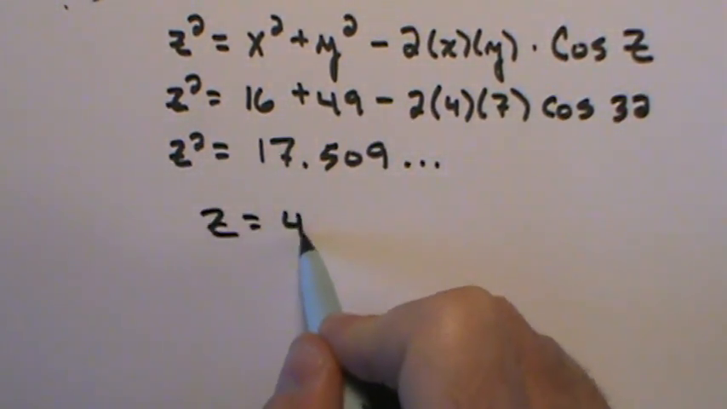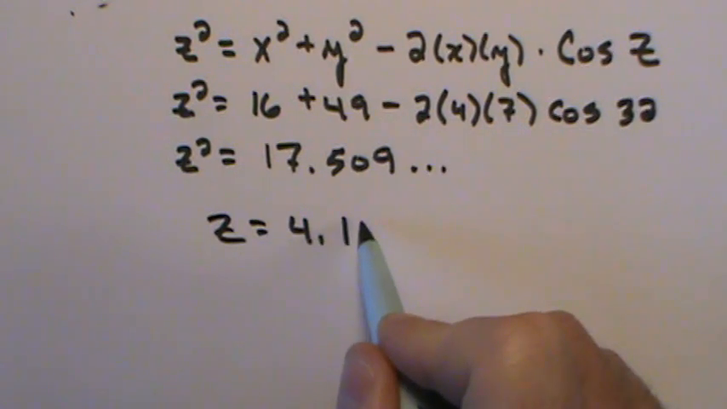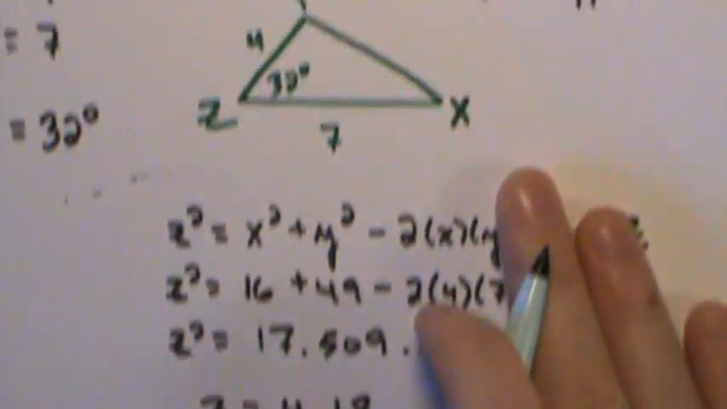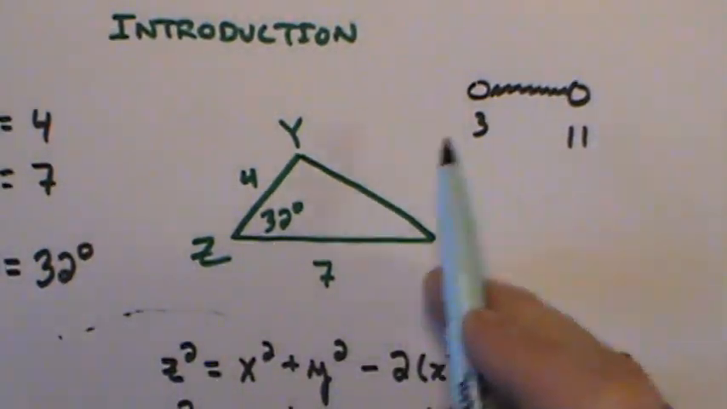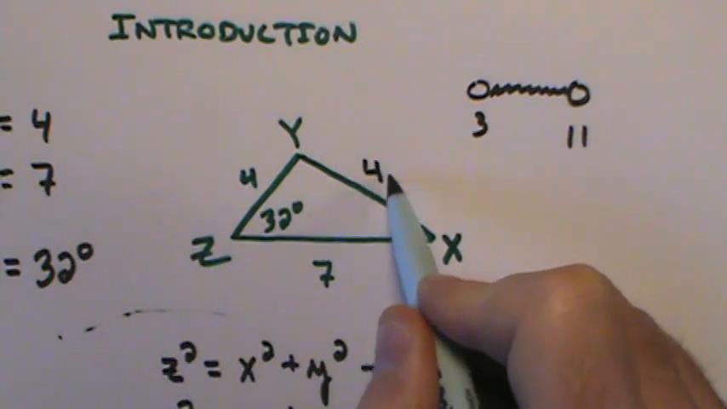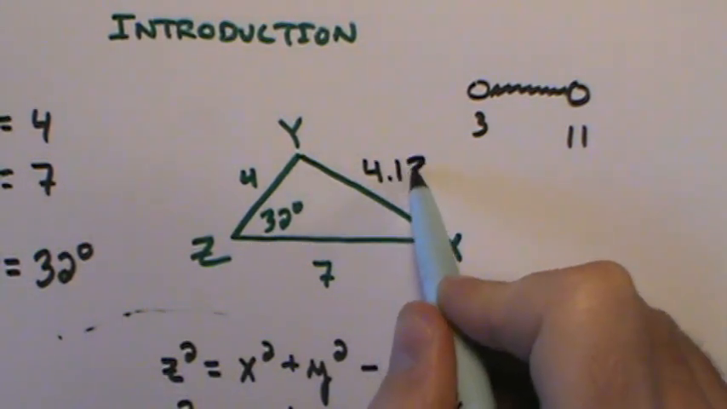z is equal to 4.18. I'll round to 2 decimal places. And that 4.18 falls in that range from 3 to 11, so I feel very comfortable about that value.